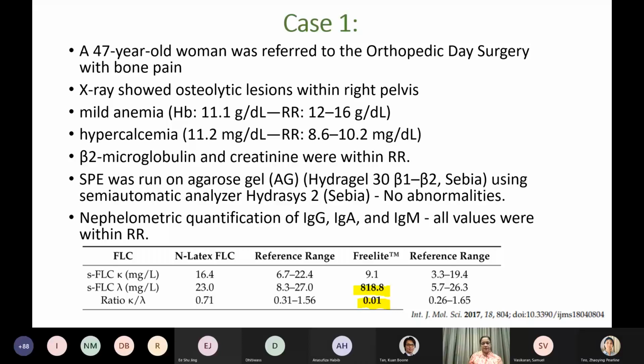system using hydrogel gels, and total immunoglobulin concentrations were all within normal range. When they looked at serum free light chain concentrations on N-latex assay and free light, as you can see, the levels are within normal range using the latex assay. And free light assay gave high lambda free light chains with abnormal ratio, but they didn't detect anything using low-resolution gel electrophoresis.